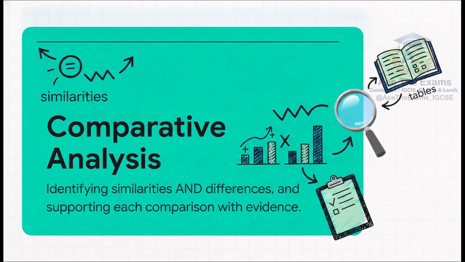You must identify similarities and differences. You can't just pick one. You also have to use explicit comparative connectives. And above all, you have to support every single comparison with evidence extracted directly from the tables or graphs they give you. If you just point out the differences and move on, you are leaving so many easy marks on the table.